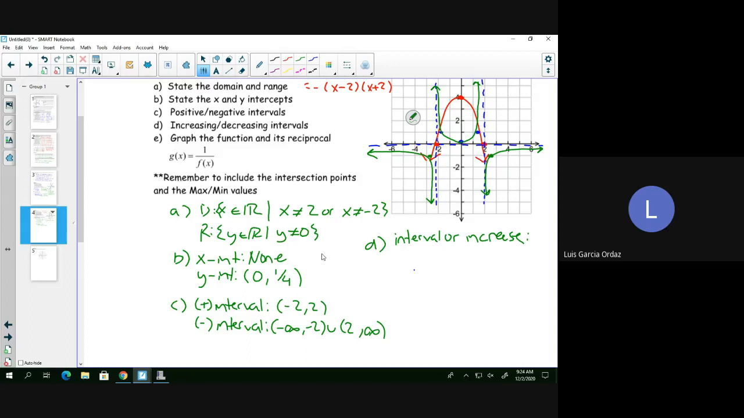So where's our interval of increase for the reciprocal? 0 to 2, and 2 to positive infinity. So remember, we're reading graphs from left to right. So all Matthew did was look at the graph from left to right. From 0 to the asymptote 2, it's increasing. And from 2 all the way to positive infinity, it's increasing. Okay, so it's going from down and it's going up.